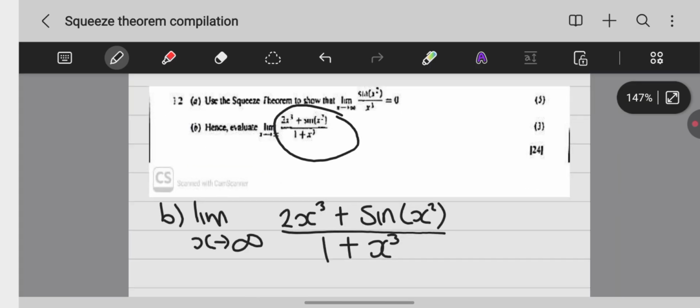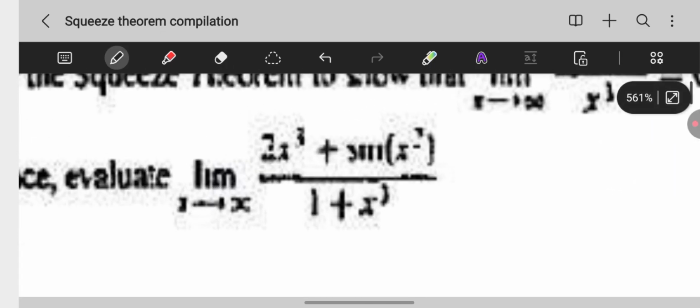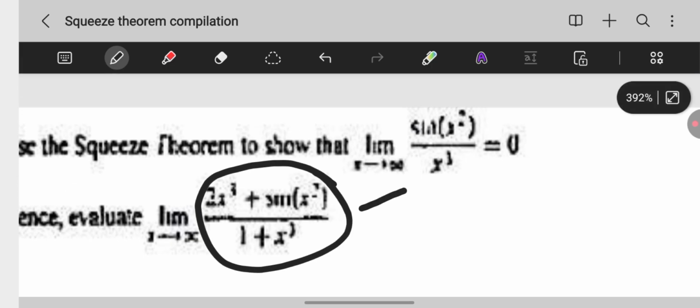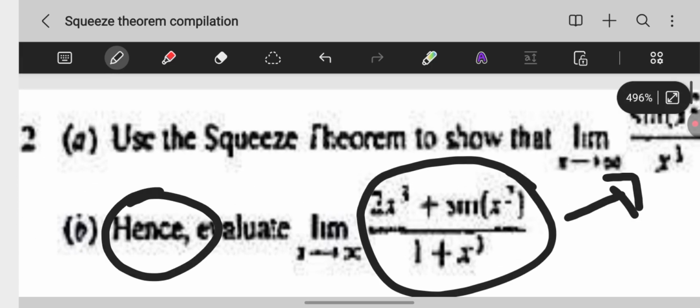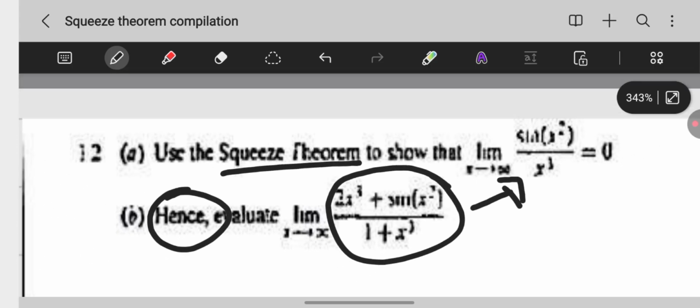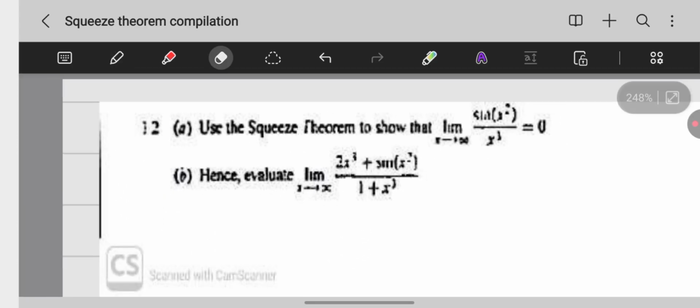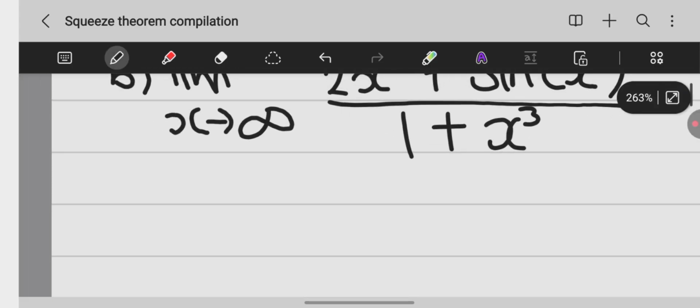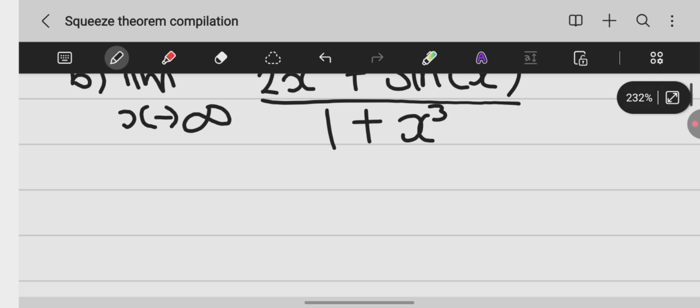And also, I think I might have made a mistake with saying the answer might be 0, because if you think about it, this function is not really the same as that function. Hence, they want us to use the squeeze theorem, and not specifically that the answer would be 0, right? So we just have to use the squeeze theorem, and we're just going to prove it here. So we would have negative.